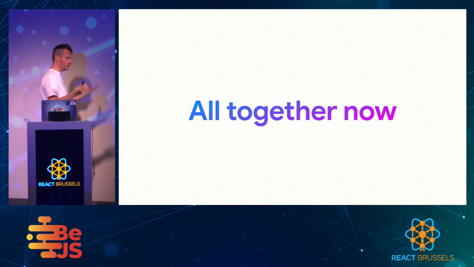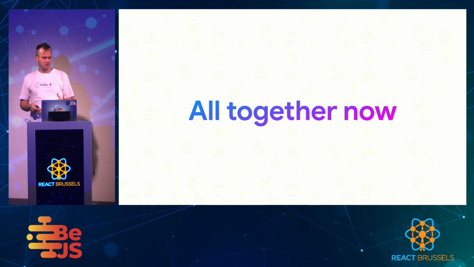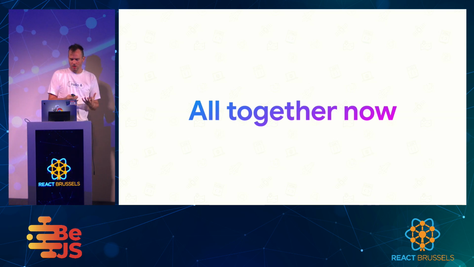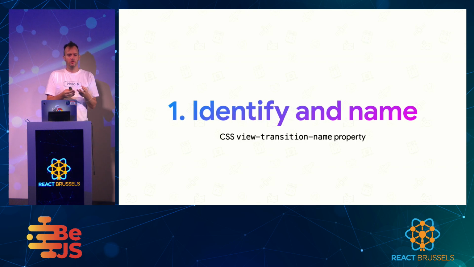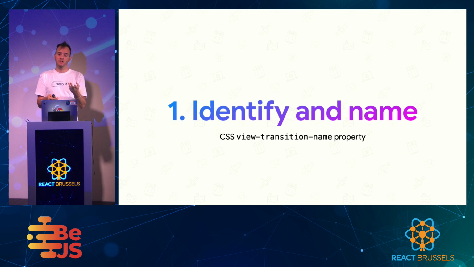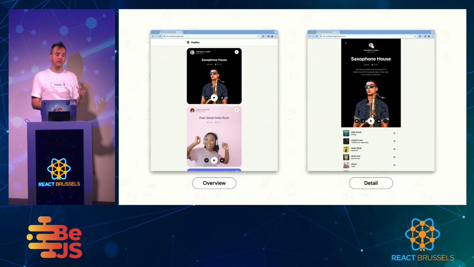Okay, so that was the theoretical aspect. Let's check out some demos. Let's gobble it all together. How do we do it? Well, to do a view transition on your document, there's basically 3 steps that you need to do. One is identify and name things in your old and your new view.